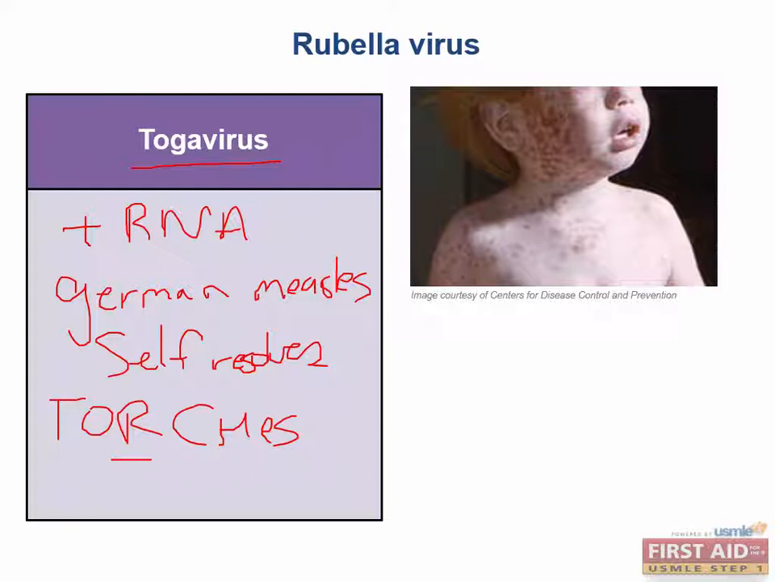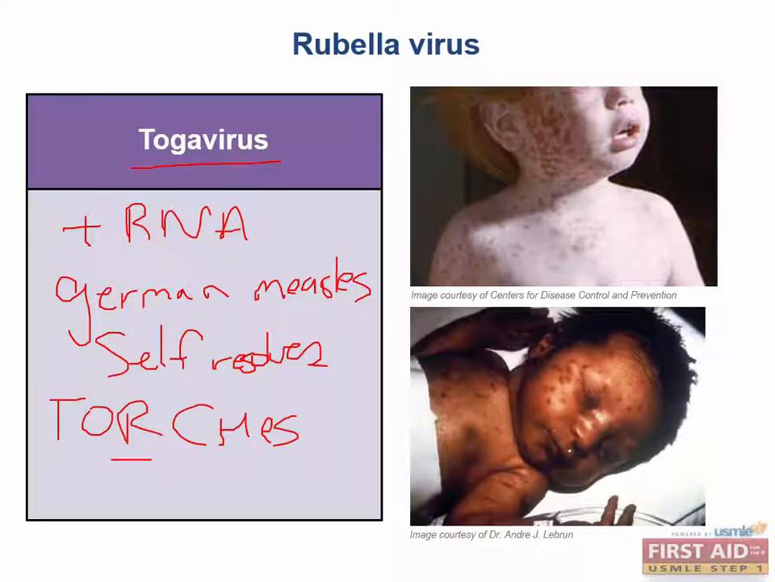It can lead to deafness, blindness, heart and brain defects, as well as diffuse petechiae, as we see here, also known as that blueberry muffin appearance. Luckily, we have a vaccine for rubella. It is part of the MMR, or the measles, mumps, rubella vaccine. The rubella portion is a live attenuated virus.